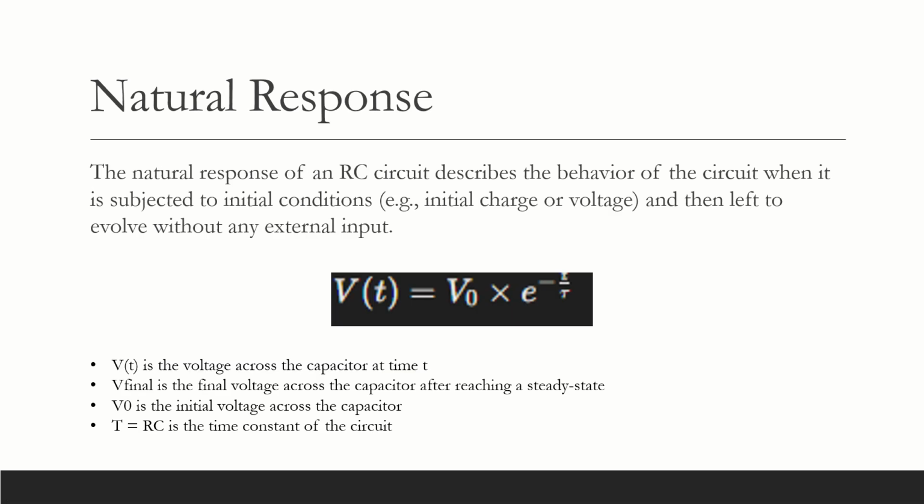All right, and next we have natural response. The natural response of an RC circuit describes the behavior of the circuit when it's subjected to initial conditions, for example initial charge or voltage, and then left to evolve without any external input. And below we have the formula, V(t) equals V0 times e.